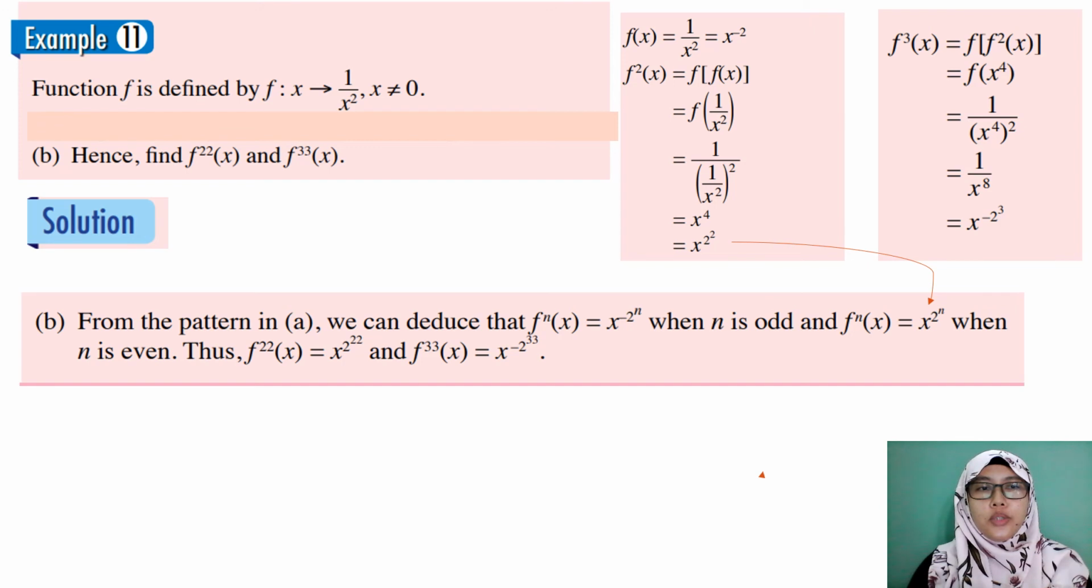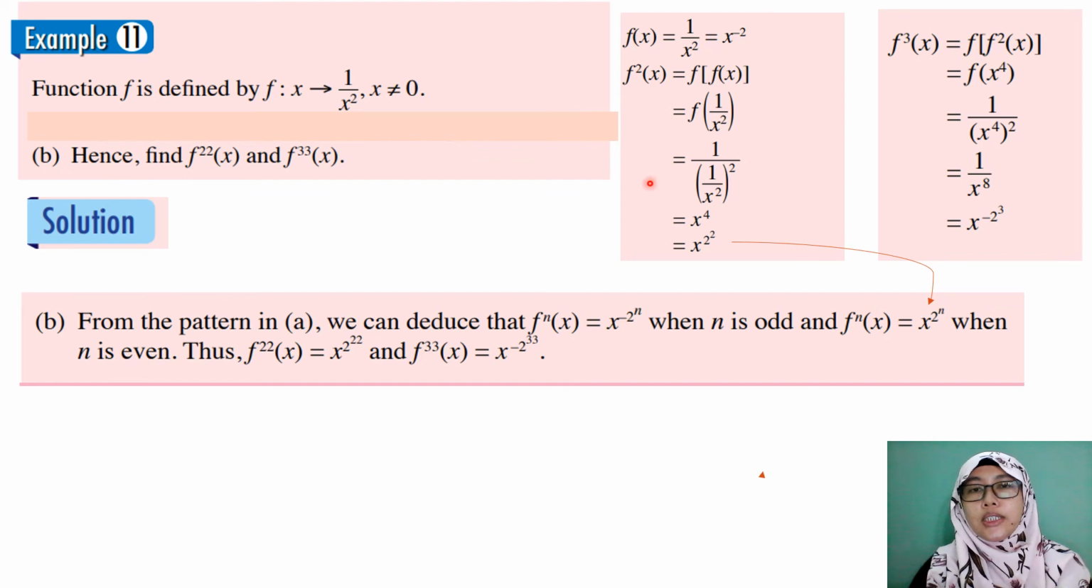Okay, we continue with example 11b. The question asks you, hence, find the value of f to the power of 22x and f to the power of 33x. So, nampak tak? Soalan tu nampak macam susah. But it's okay. You need to deduce the answer from the previous question in the question A.